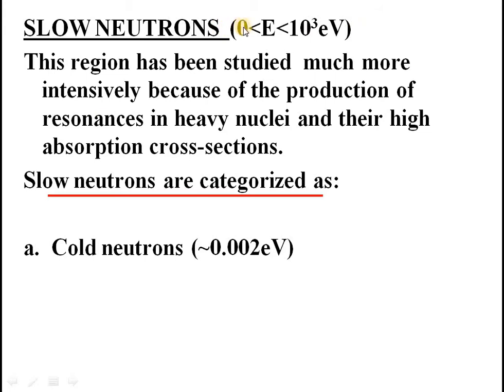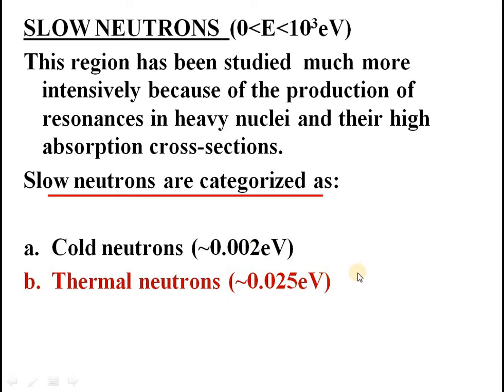The slow neutrons, as already mentioned, have energy varying from 0 to 10 raised to 3 eV. They are subdivided into classes. The first class is called cold neutrons. Their energy is in the range of 0 to 0.002 eV. And we have the most important class of neutrons, called thermal neutrons. Their energy is about 0.025 eV. That is what we are concerned with in our neutron activation analysis.